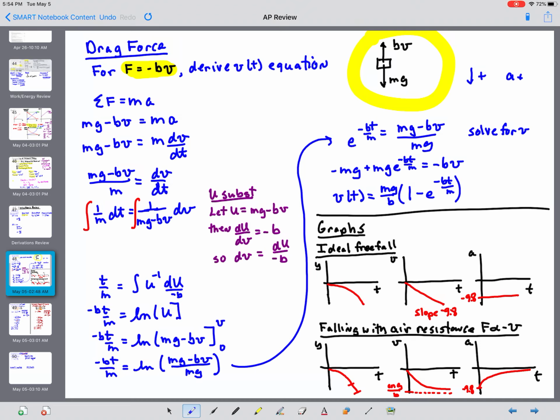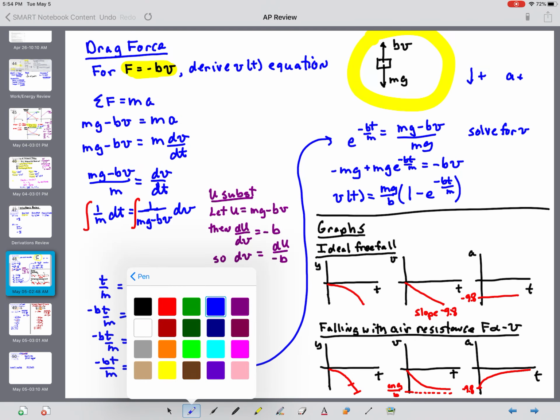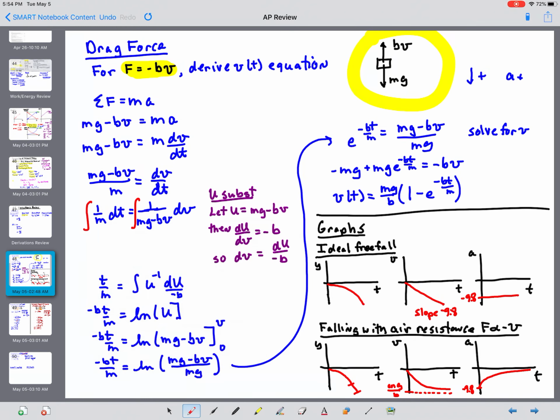So mg minus bv equals m times a. Then we substitute in the next line dv dt, like we talked about a second ago. Differential equation. And sometimes it's just recognizing that that's the kind of thing that they're asking for a differential equation. Now, from there to be able to solve down, we need to get all of the v terms to one side and everything else to the other side. So I've done a couple of steps of algebra there to be able to deduce down to 1 over m dt, and then 1 over mg minus bv dv.